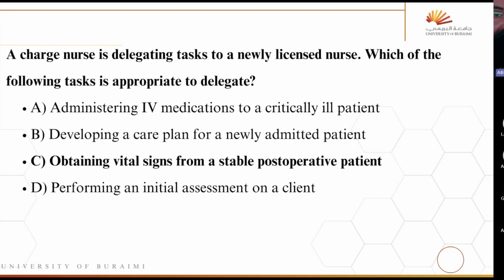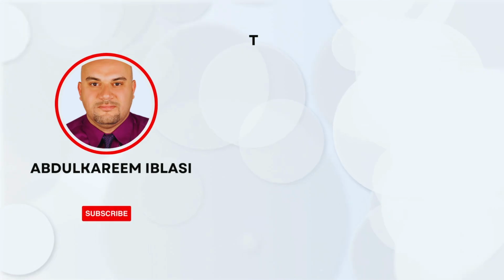Developing a care plan for a newly admitted patient. A newly admitted patient needs more experience and cannot be left alone. Performing an initial assessment. An initial assessment is a much more critical component.